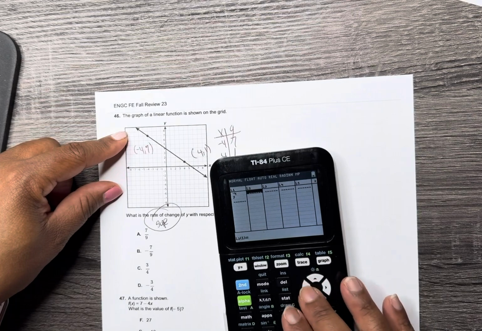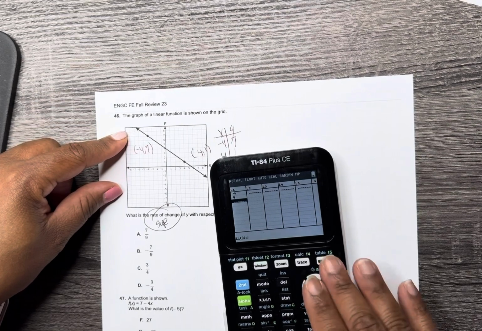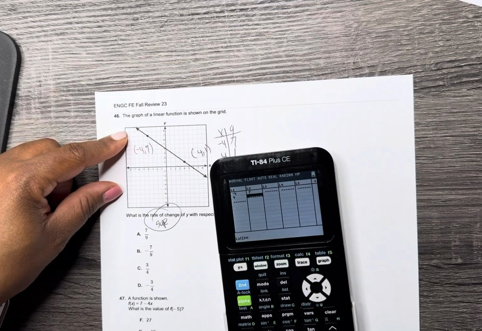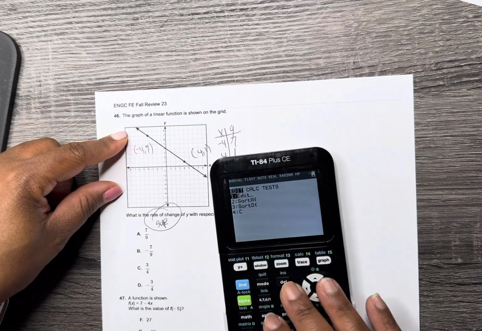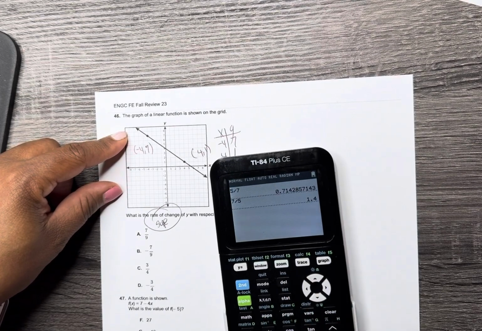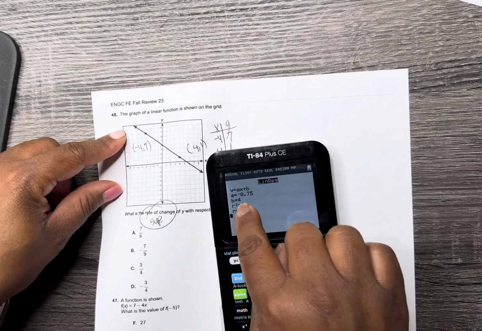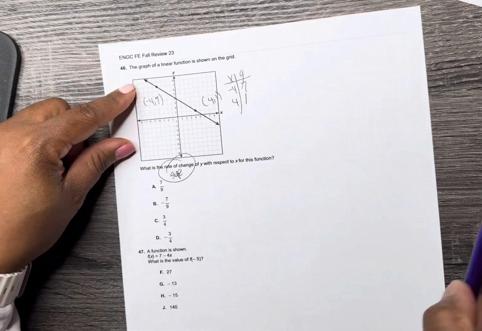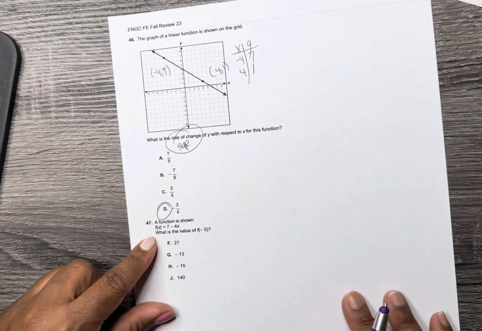Oh boy, wait a minute. Plug that in wrong. Stat Calc 4. And look how our A is -0.75, which means our answer is D.